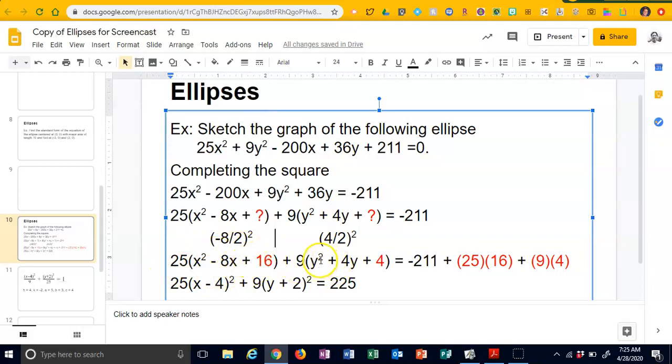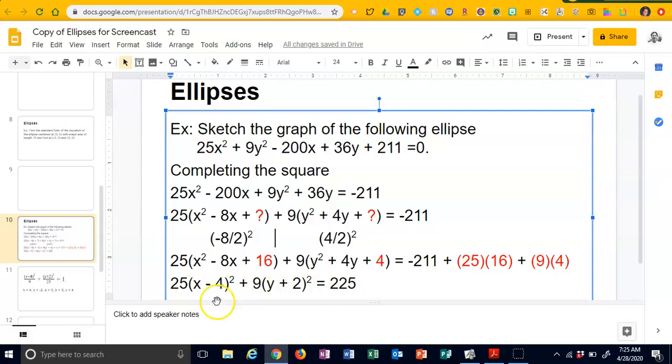Over here, when I have the y squared plus 4y plus 4, when I factor that trinomial, it will be y plus 2 in parentheses times y plus 2, or y plus 2 in parentheses squared. So there's the 9 times y plus 2 in parentheses squared. I completed the square. It replaces all this. And now negative 211 plus 25 times 16, I think, is 400, plus 36. This entire right-hand side now becomes 225.